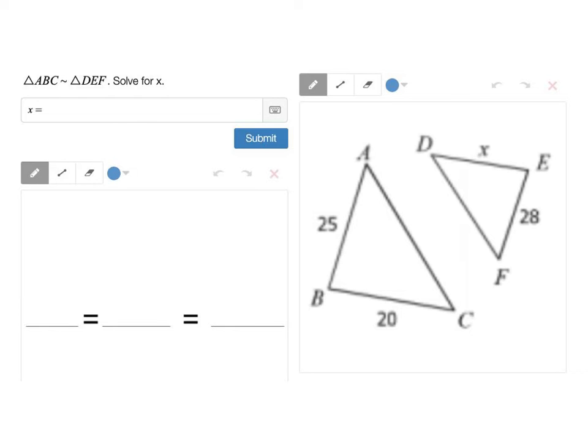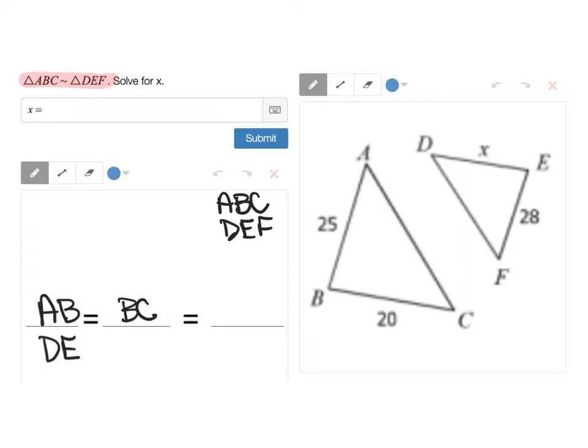The other information you could be given is your similarity statement. That's the best option. If they give you that, automatically just start matching stuff up. So remember, if we have ABC going with DEF, then I can see that AB should compare to DE, BC should compare to EF, and then AC should compare to DF. We're just matching up what's in the same spots.